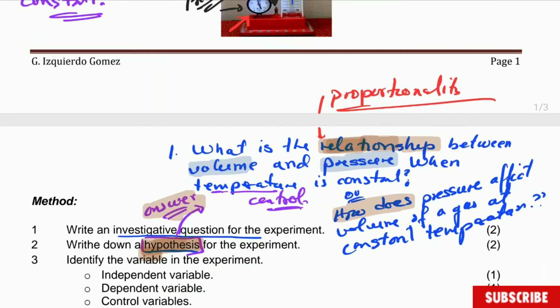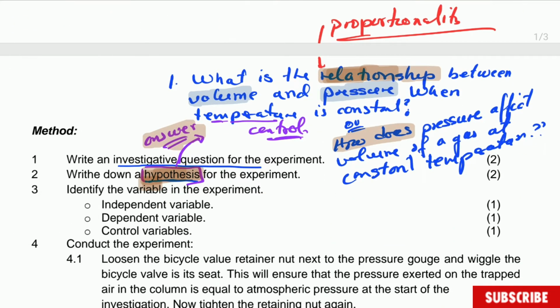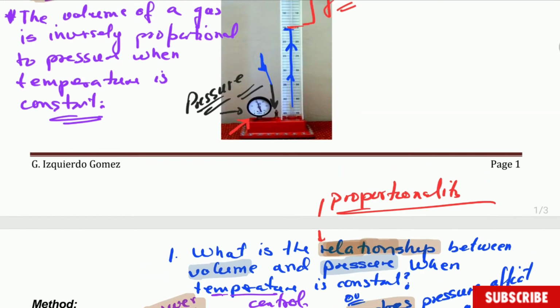So far, we have the investigative question, we have the hypothesis. Now, not necessarily this one may be in your experiment. Maybe they don't ask you about that. Identify the variables in the experiment. In this specific one we're doing, we are changing the pressure.